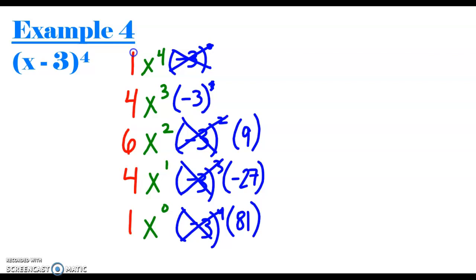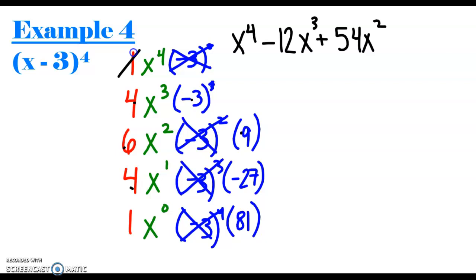So now to get my first term, I have 1, which does nothing, times x to the fourth. So I've got x to the fourth. 4 times negative 3 is minus 12x to the third. 6 times 9 is going to be 54x squared. 4 times negative 27 is going to be negative 108x. And then 1 does nothing, x to the 0 does nothing, so plus 81.